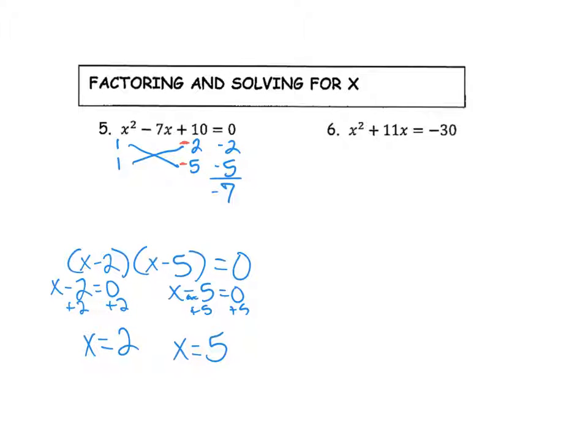Ooh, number 6, it doesn't say equal 0. Huh. I need to do something first. It doesn't say equal 0. What's that? Add 30. She's right. Let's make the trinomial look good in factored form. Okay, now let's factor it and come out with 2 binomials.